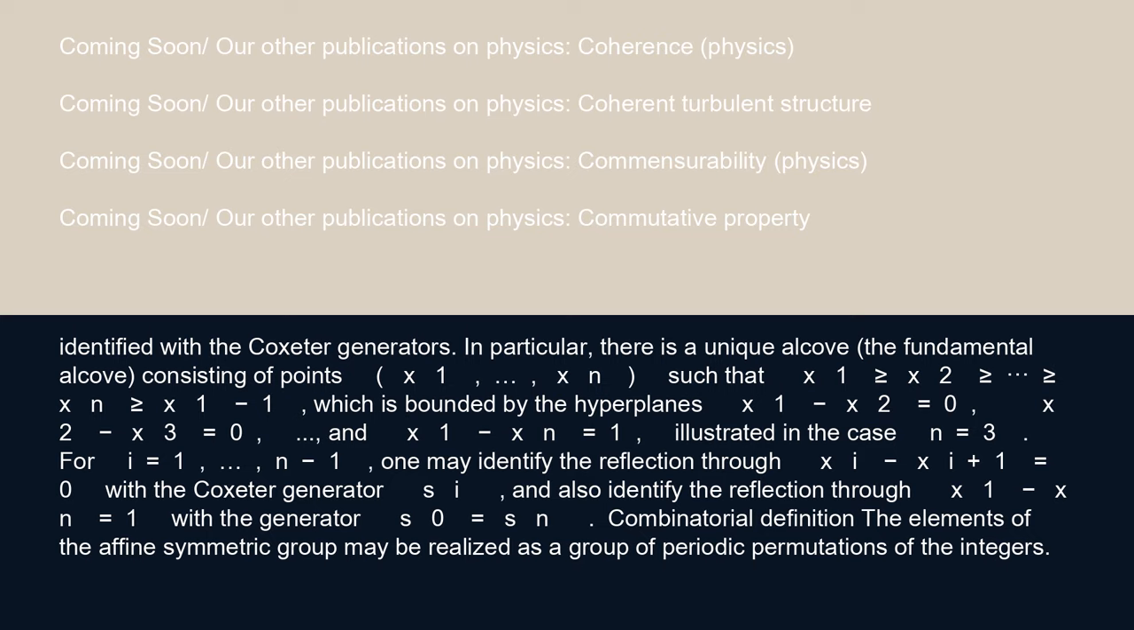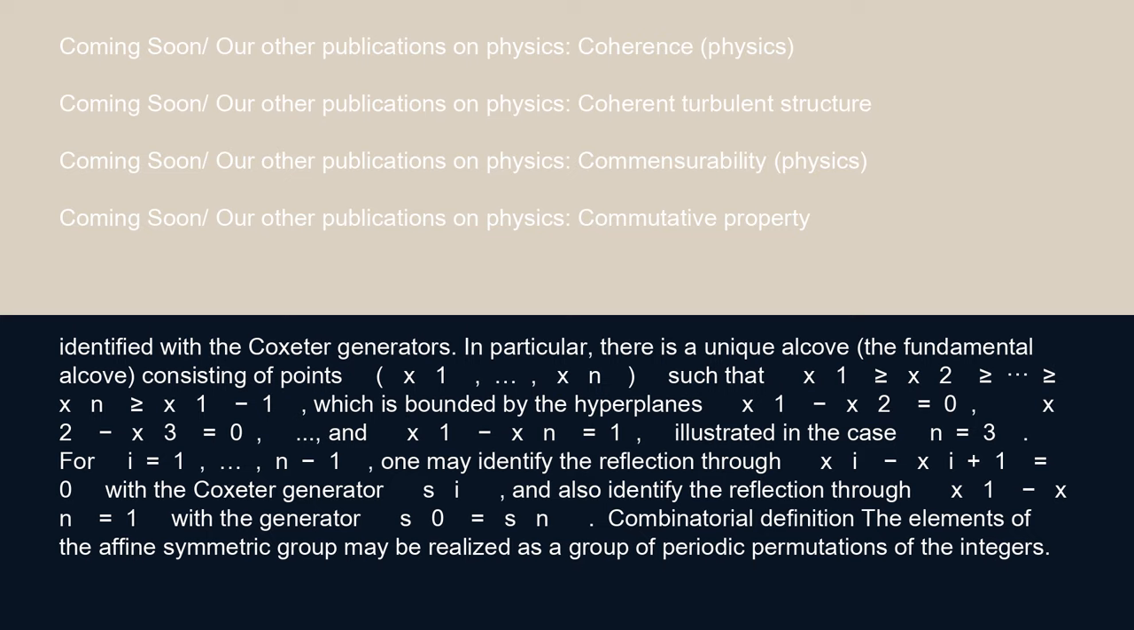One may identify the reflection through xi − xi+1 = 0 with the Coxeter generator si, and also identify the reflection through x1 − xn = 1 with the generator s0 = sn.